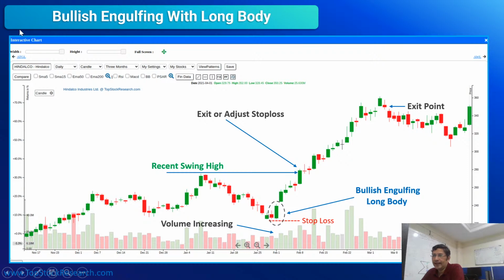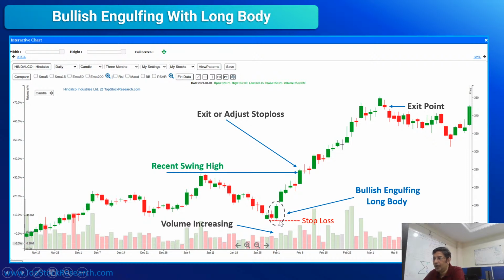Now, if you see this example, this was the recent swing high. This pattern is formed at a downtrend. A nice engulfing is there. Plus, you see volume is slightly increasing. So you get multiple things: one is downtrend, engulfing is there, and a pretty long body compared to the previous bodies. It's perhaps the widest range candle in the last 15 or 20 candles. So that should give you better confidence.